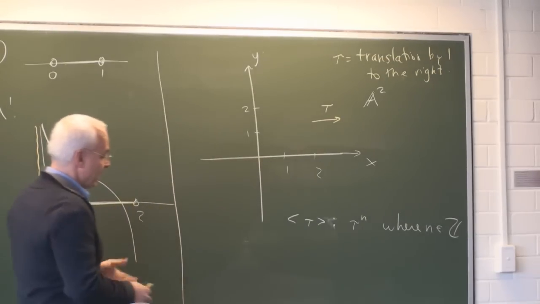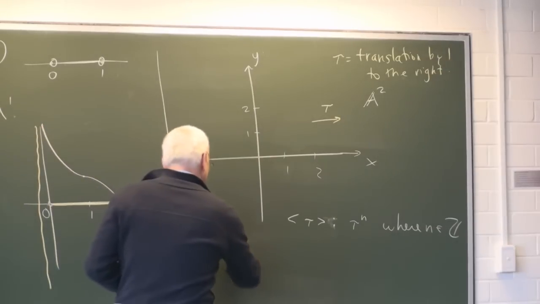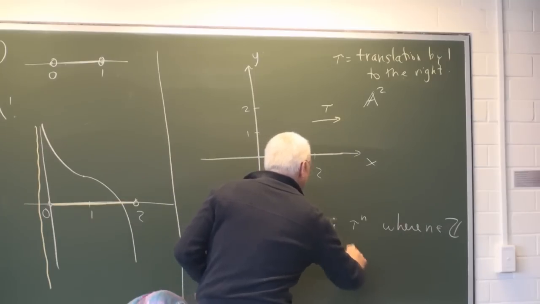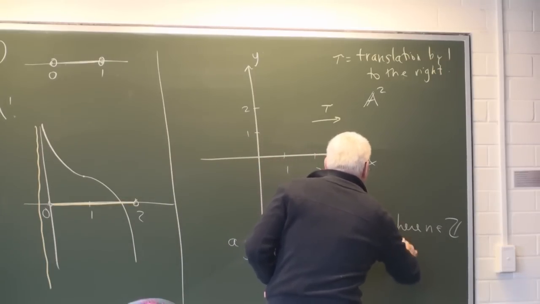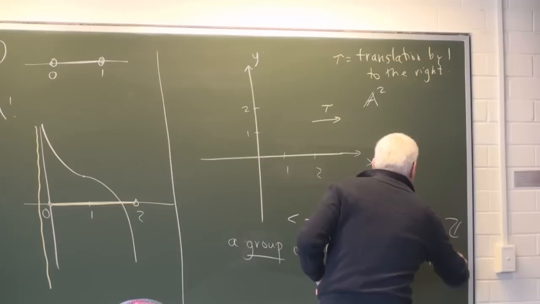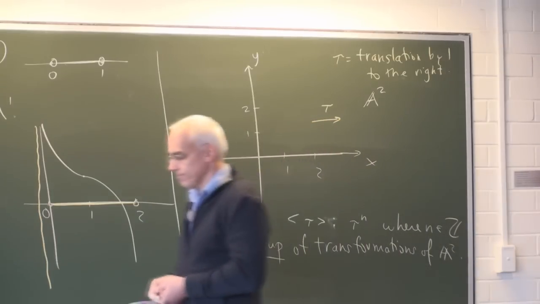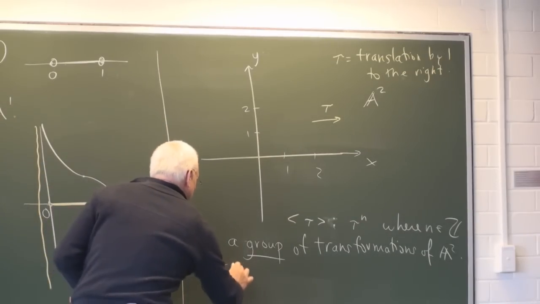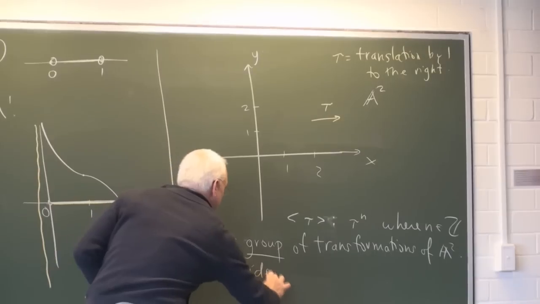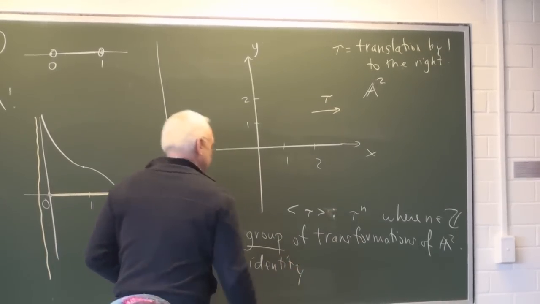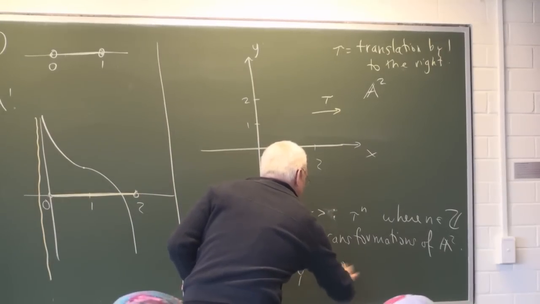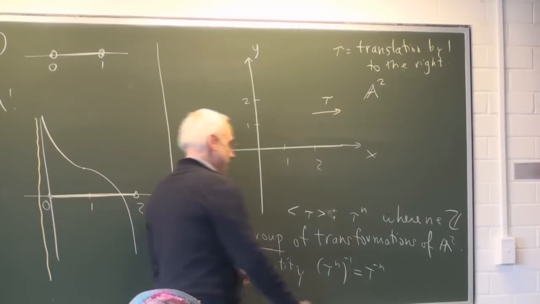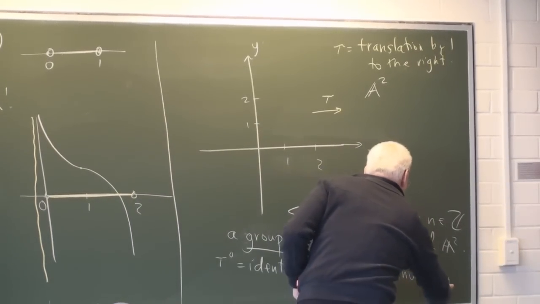It's just an example of a very simple group. This is a group of transformations, in this case, of our affine space A2. The identity element is the map that doesn't do anything. That's T0. That's the identity. And the inverse of an element Tn is T to the minus n. Those are the two basic things that we need in any group.